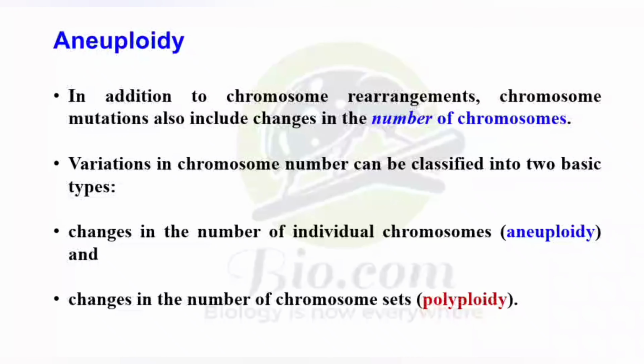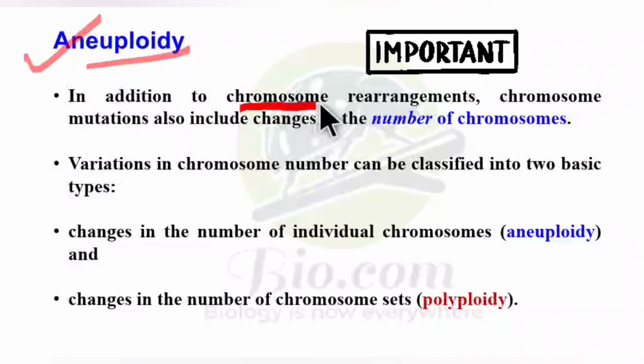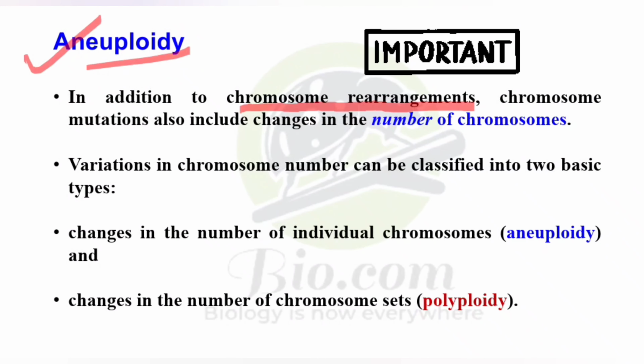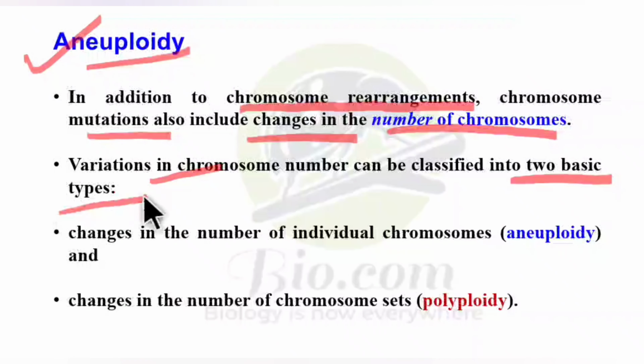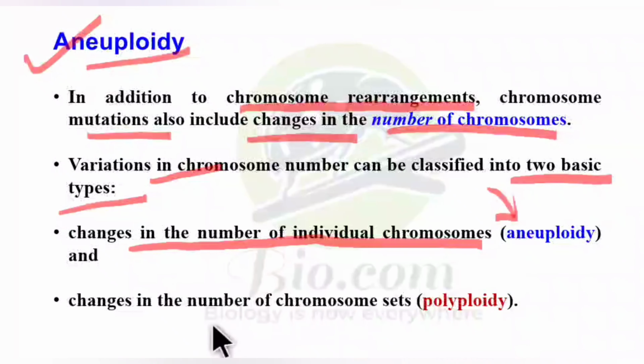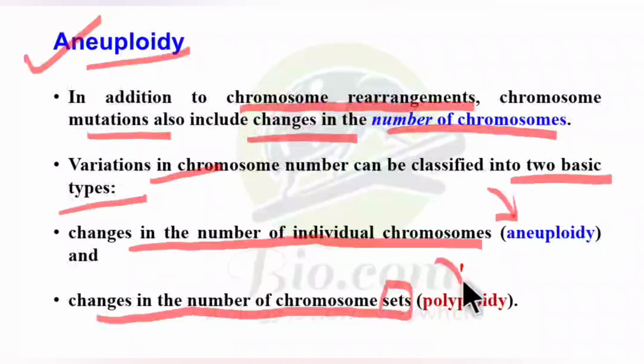Now a very important concept which is frequently asked, that is aneuploidy. So basically, in addition to the chromosomal rearrangement, chromosomal mutation also changes the number of chromosomes. It means apart from the morphological changes in the chromosome, numerical changes can also occur, which is known as aneuploidy. So variation in the chromosome can occur in two different types. That is, if the change is in the number of individual chromosomes, that is known as aneuploidy. And if it is a change in the number of chromosomal sets, then it is known as polyploidy.